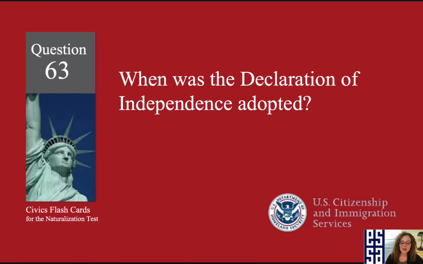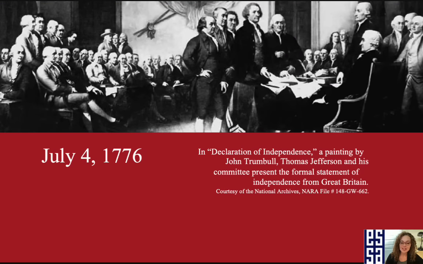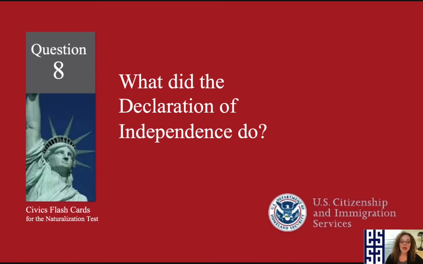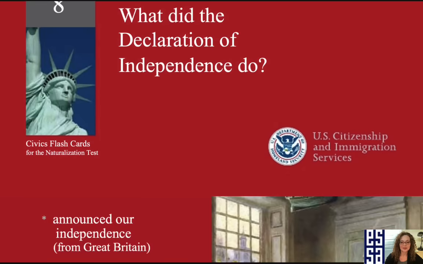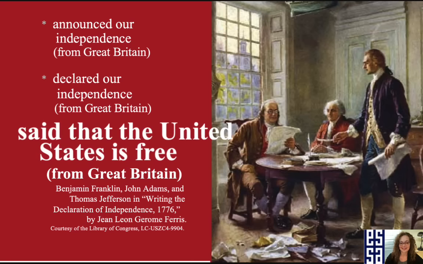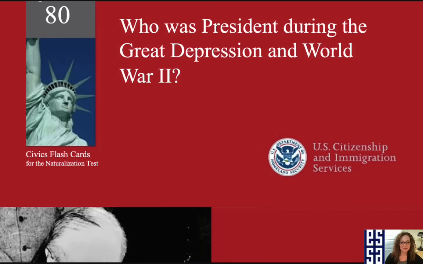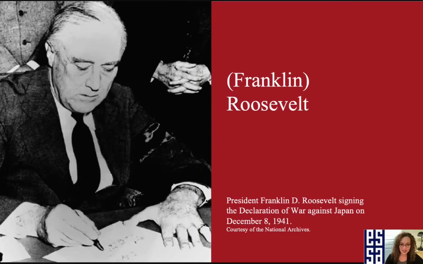When was the Declaration of Independence adopted? July 4th, 1776. What did the Declaration of Independence do? It said that the United States is free. Who was president during the Great Depression and World War II? Franklin Roosevelt.